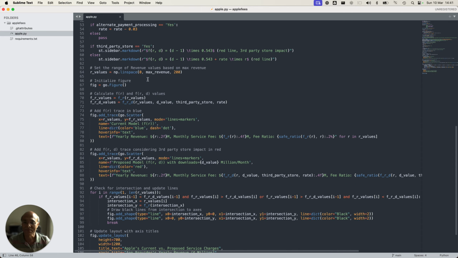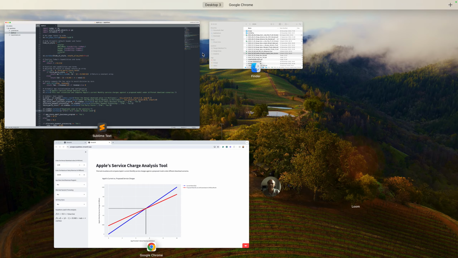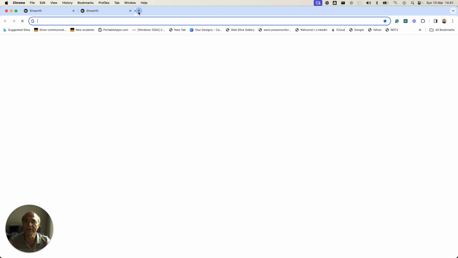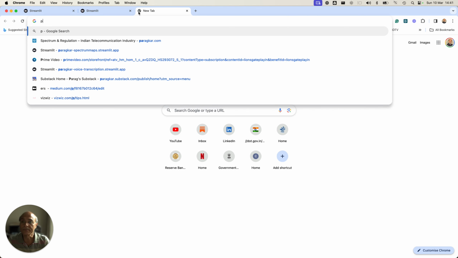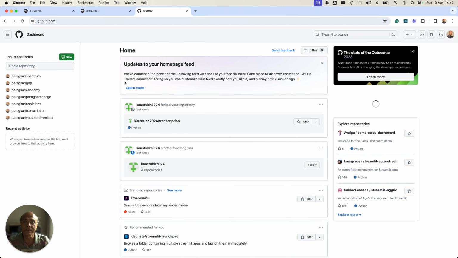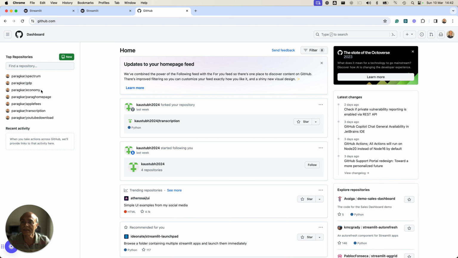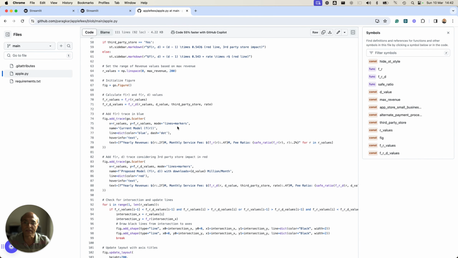The rest is all free. And you can go to my GitHub page, and I'm going to show you my GitHub page also so that you know where to get this program. So if I go to GitHub, and if you see, this is the GitHub. So here you can basically download this program and you can run it. Here is the program.